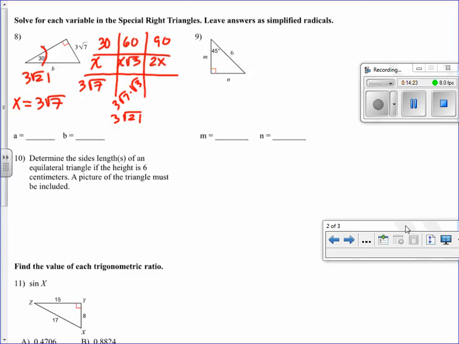Right? And then for this one, it's 2 times whatever x is. X is 3 radical 7. So it's 2 times 3 radical 7. Okay? It's 2 times whatever x is, which gives you 6 square roots of 7. So this is 3 square roots of 21. And this is 6 square roots of 7. Okay, ask me questions about that.